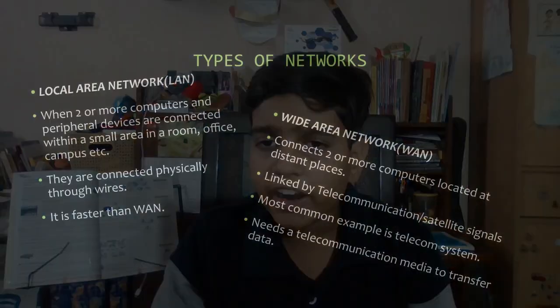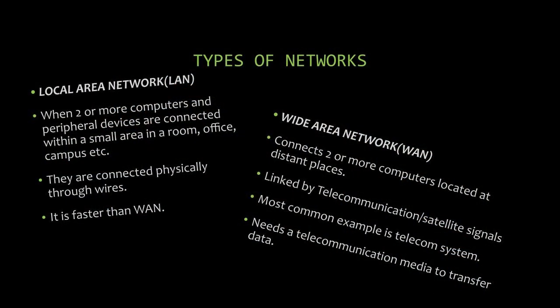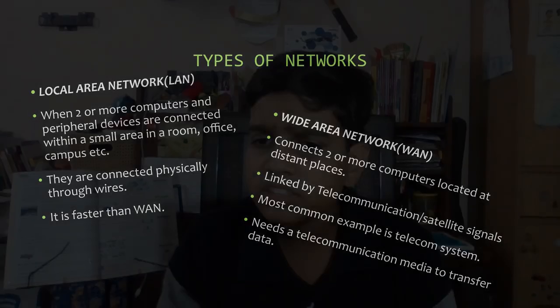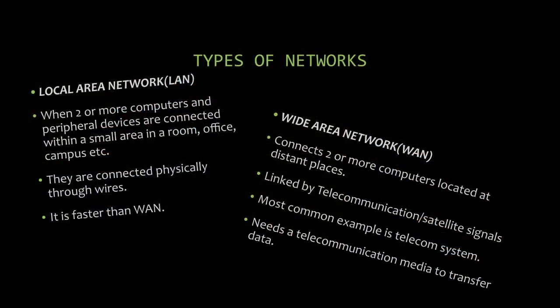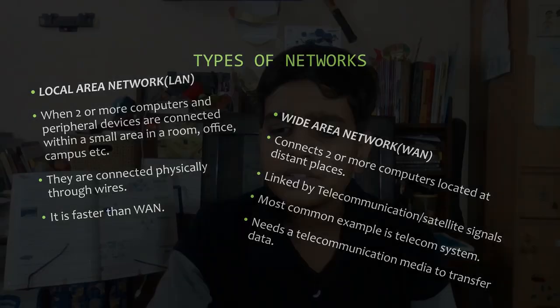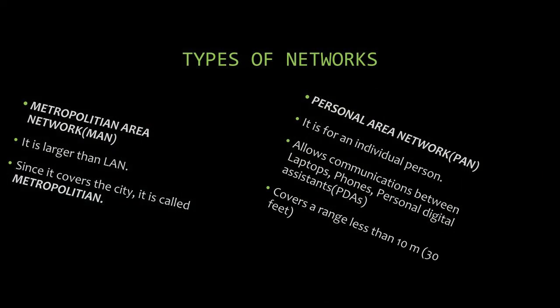The second one is wide area network, WAN. It connects 2 or more computers located at distant places, linked by telecommunication satellite signals. The most common example is the telecom system. It needs a telecommunication media to transfer data. The third one is Metropolitan Area Network, MAN. It is larger than LAN, and since it covers the city, it is called metropolitan.